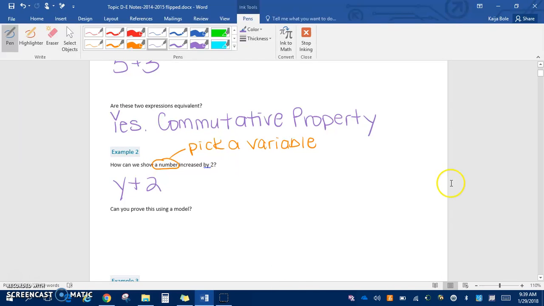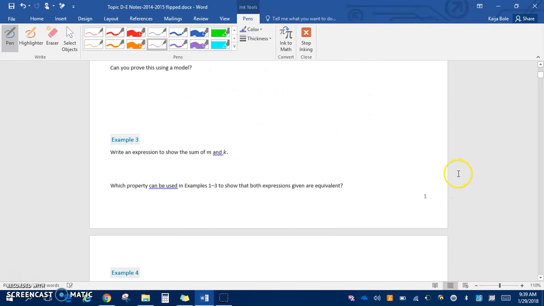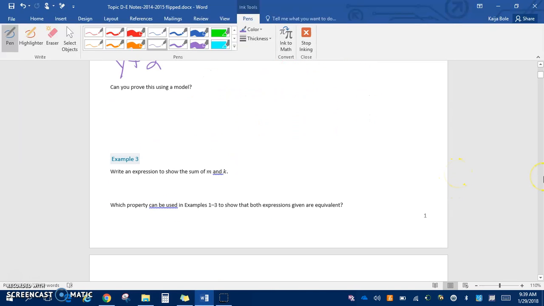Okay, then we're not going to use model. We're going to look down at example 3. It says write an expression to show the sum of M and K. So there we have that key word sum, which means we need parentheses, and on the inside we are going to put M plus K.